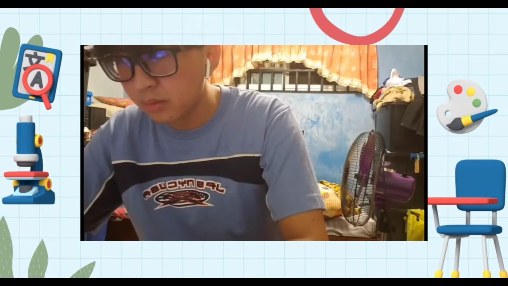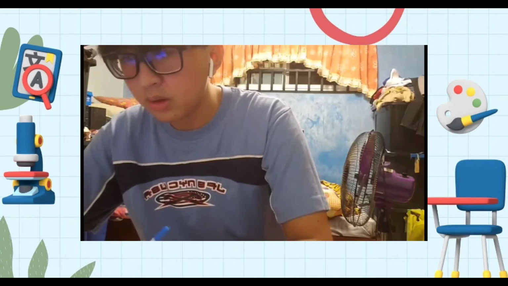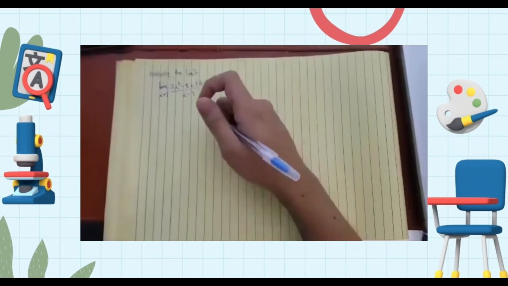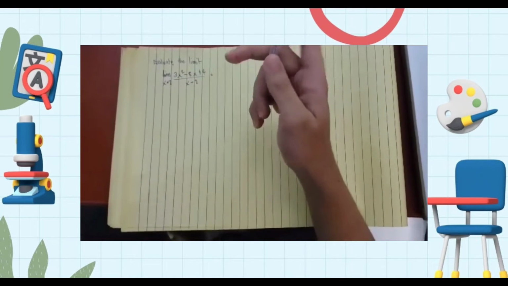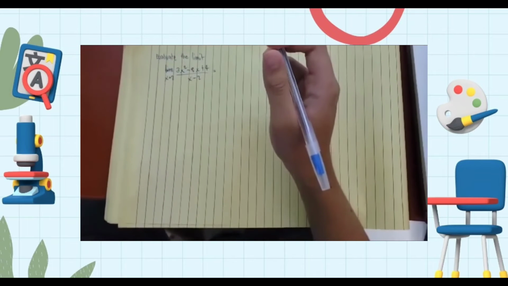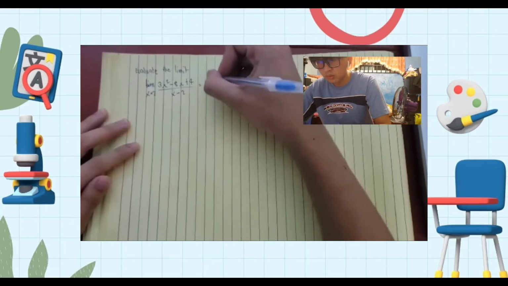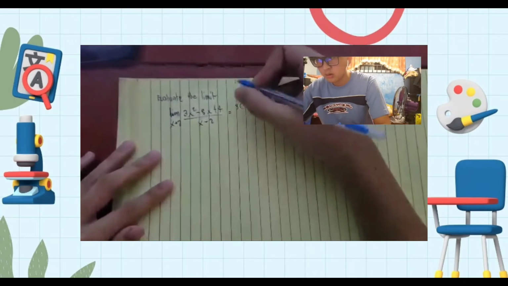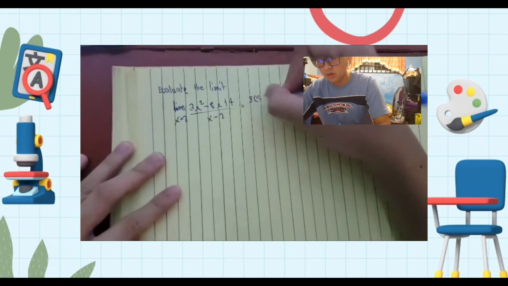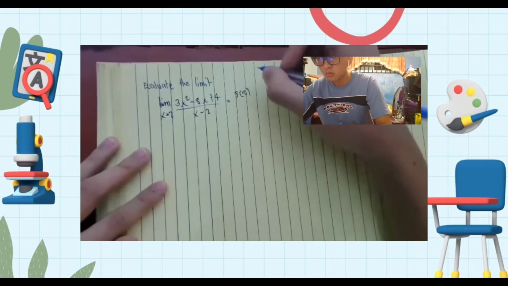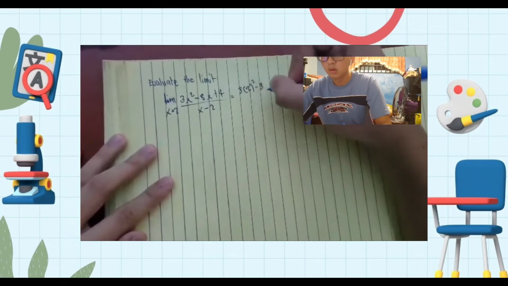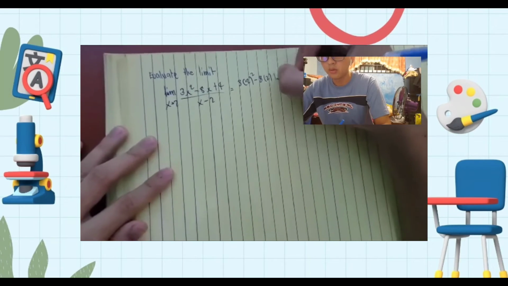Let's evaluate the limit of 3x squared minus 8x plus 4 over x minus 2. Let us do it using substitution. We put 3, then replace x by 2, minus 8 and 2 plus 4.